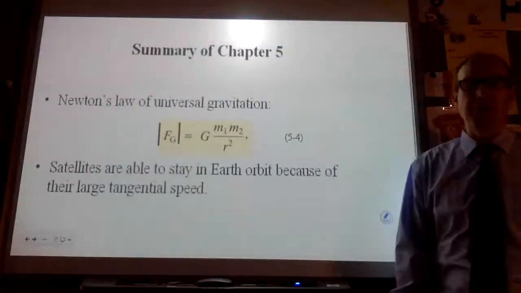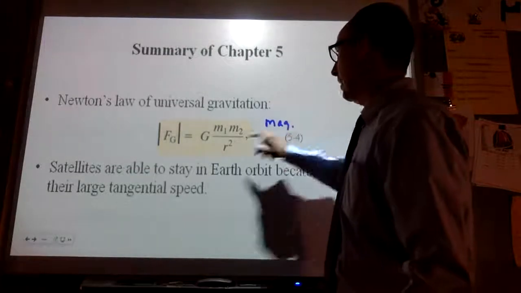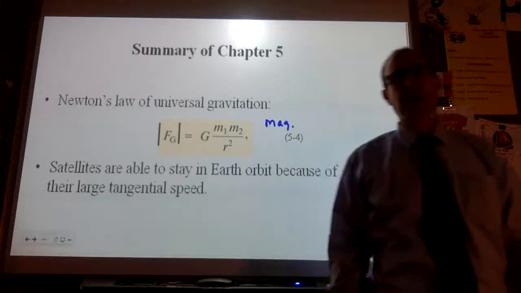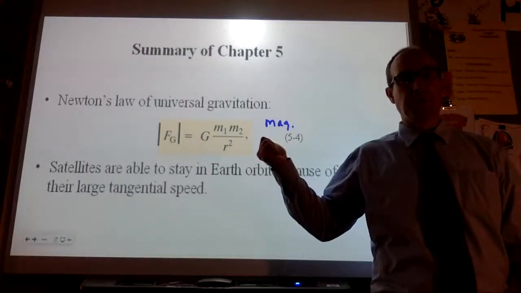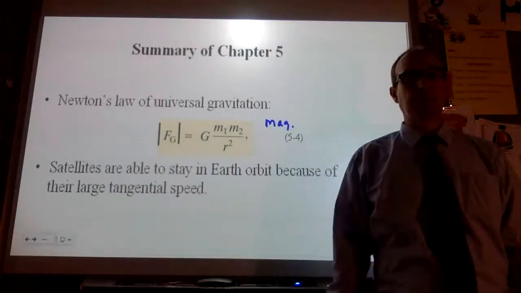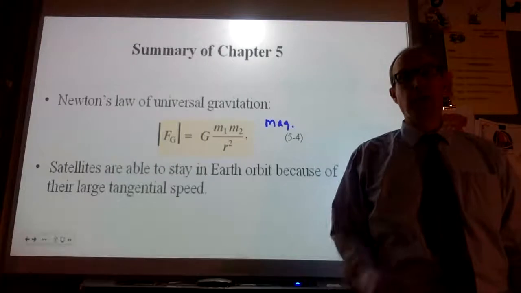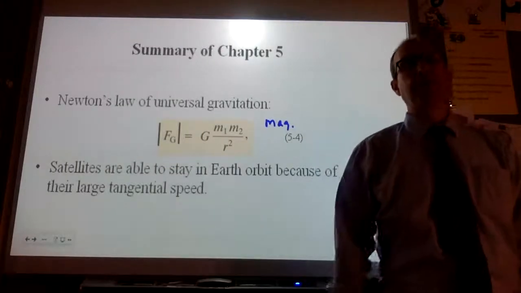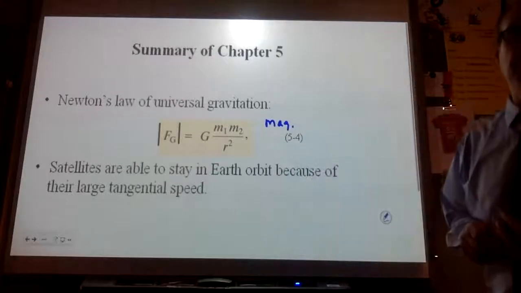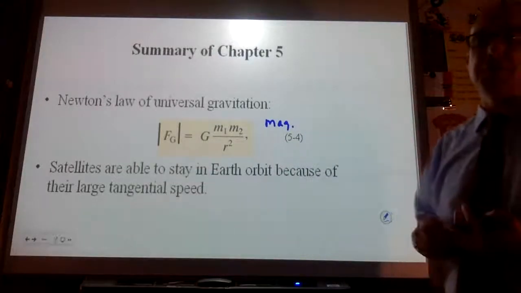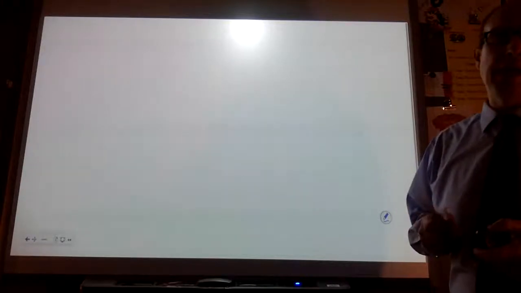We have Newton's universal law of gravitation. This gives us a magnitude. That's why it is the absolute value, and that's because the same equation would give you the force between the two masses, and you need to decide the direction. I am pulling the Earth up. The Earth is pulling me down equally. Satellites stay in orbit because they're going fast enough to just be in free fall. And so we found the value of that.